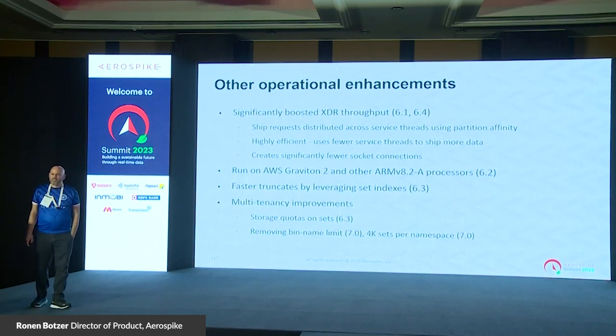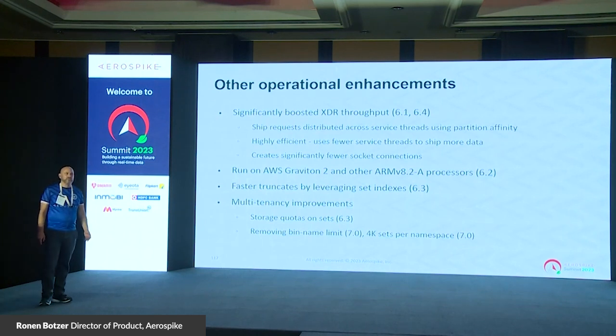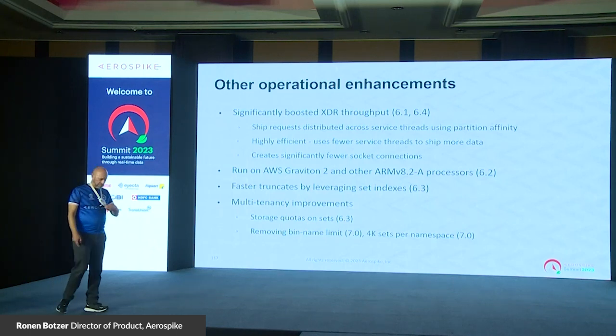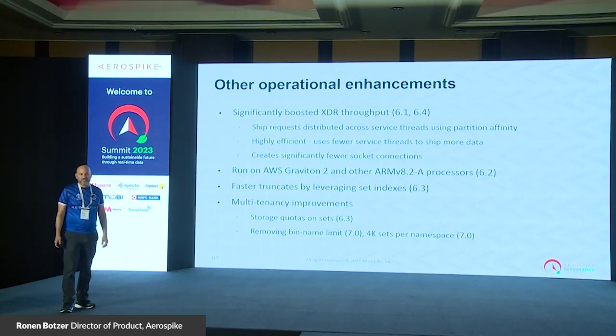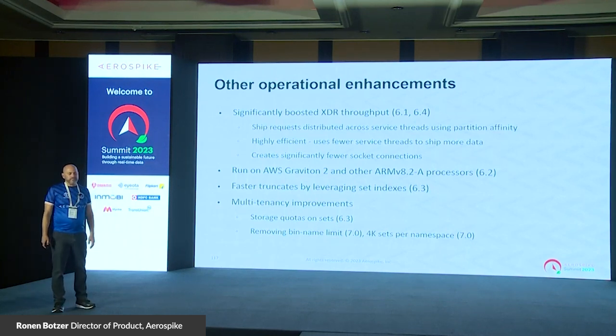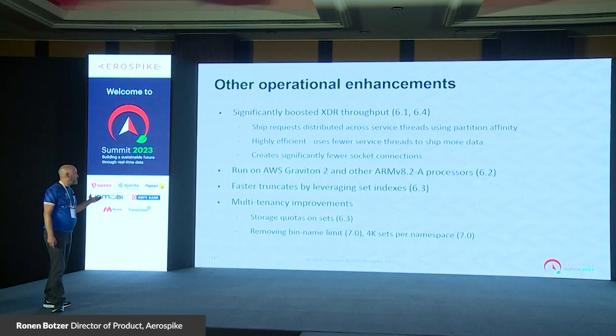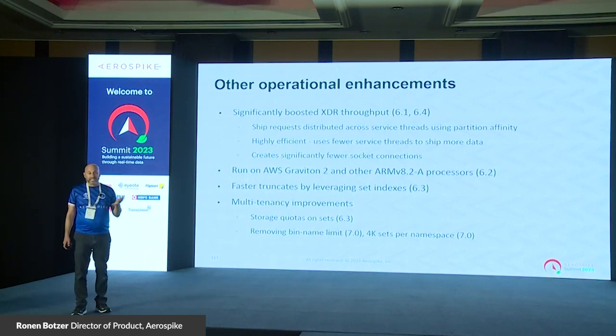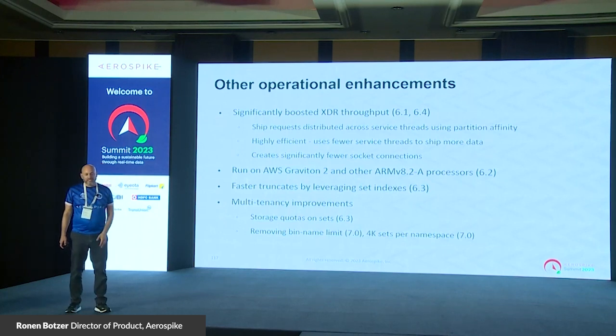We've already mentioned this several times. We added the ability to run in AWS on Graviton, but that's basically any ARM 8.2 compatible processor, so it'll also run on Graviton 3. We increased the speed of truncates. If you're doing a lot of truncate operations, it leverages set indexes if they exist.